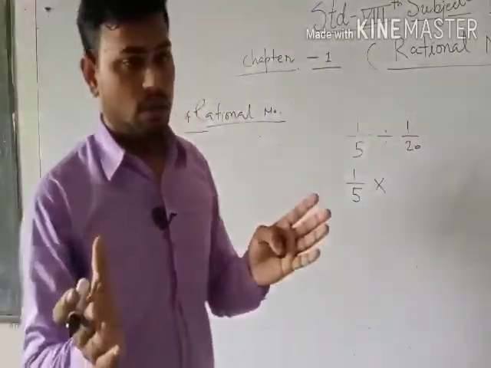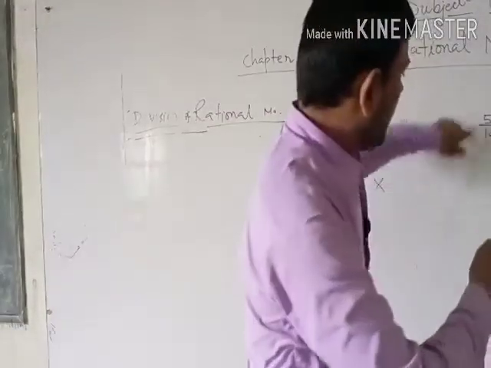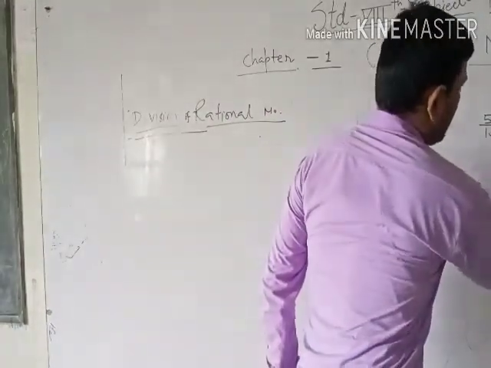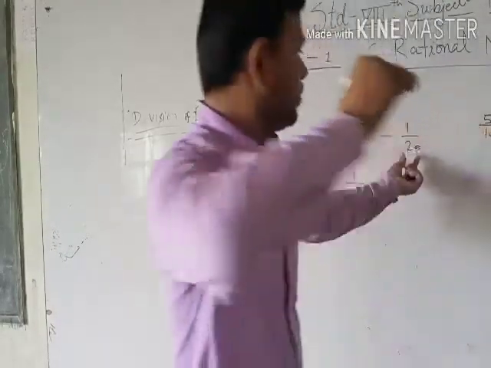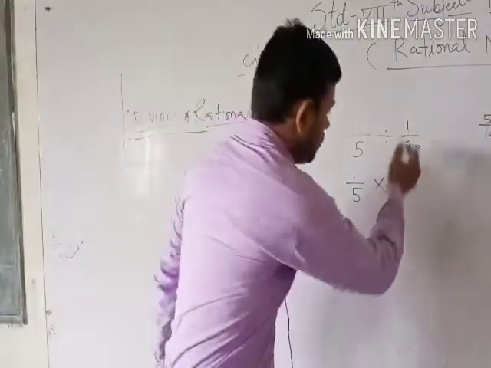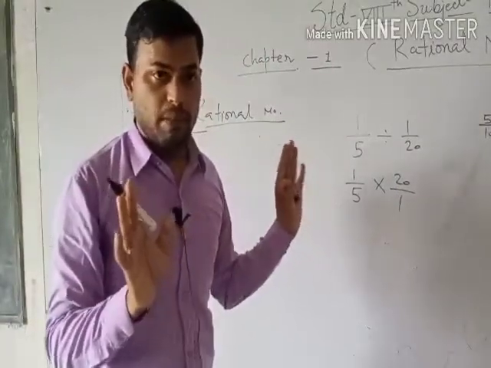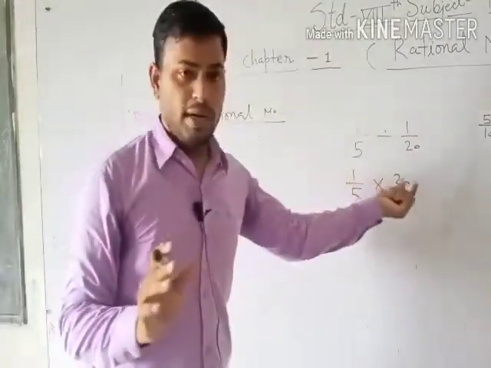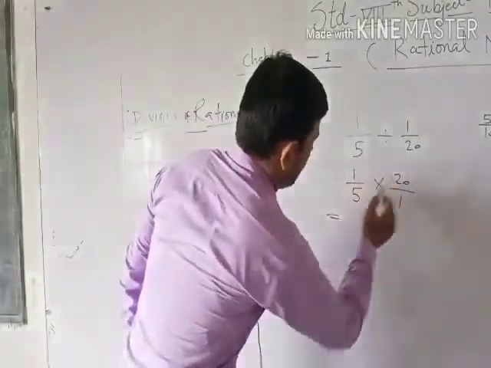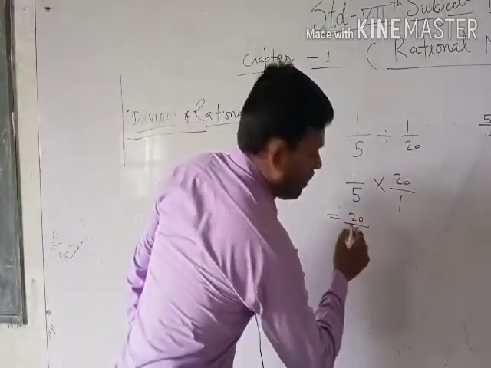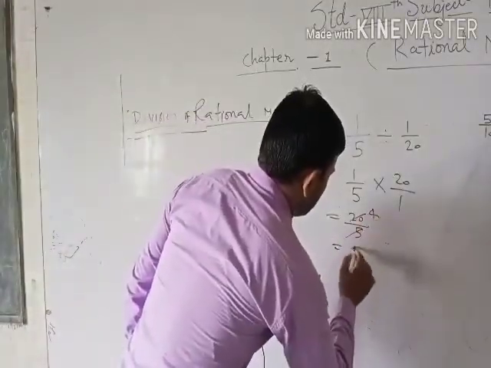Reciprocal means ulta. Okay, suppose 5 upon 10 is written. The reciprocal of this will be 10 upon 5. Okay. Now you will use the reciprocal of this number. That means you will write here 20 upon 1. Okay. And I have told you the multiplication. You will multiply the numerator and you will multiply the denominator. Okay. So 1 twenties are 20 and 5 ones are 5. You can also simplify this. So 5 fours are 20.